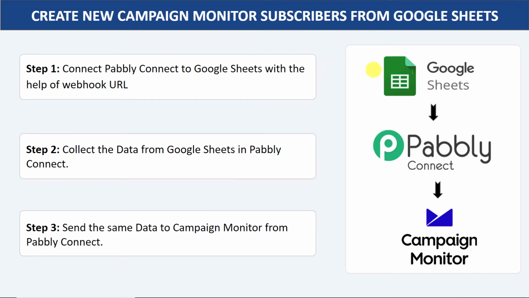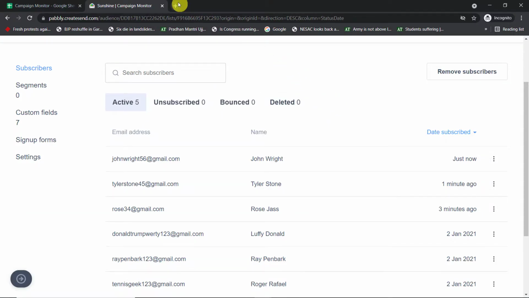First of all, we are going to integrate Google Sheets and Pabbly Connect with the help of the webhook URL. So first of all, you are going to integrate Pabbly Connect and Google Sheets with the help of the webhook URL. You are simply going to copy the webhook URL from Pabbly Connect and paste it into Google Sheets. Then you are going to collect the data from Google Sheets into Pabbly Connect. After that, you are going to use the same data to create a subscriber in Campaign Monitor. Awesome. Okay, so this is how the process is going to happen.